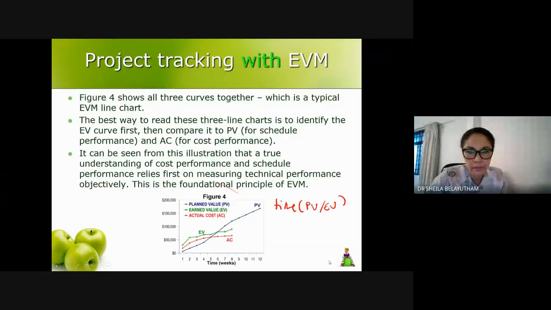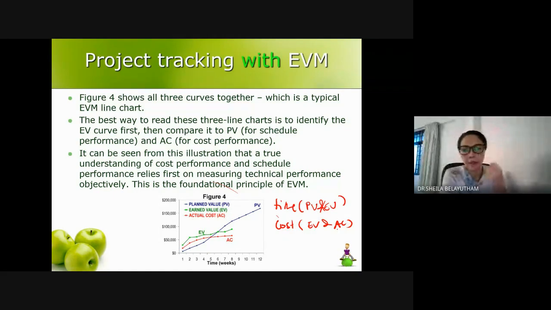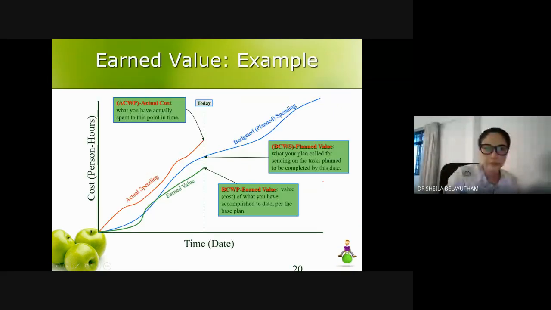Okay, so if we are talking about the time factor, we are basically talking about planned value and earned value. If we are looking at the performance of the cost factor, we are talking about earned value and actual cost. Once you are trying to create the progress for cost, it is between the actual cost and earned value. Time factor is between the earned value and planned value. Okay, so this is as such.